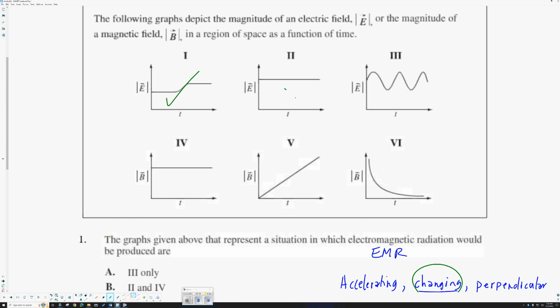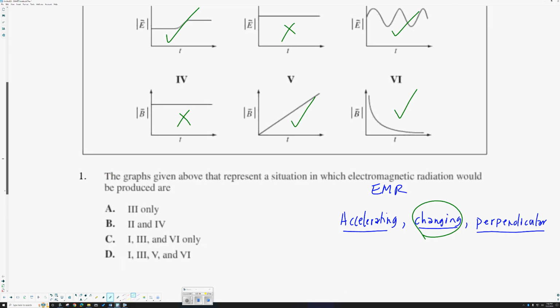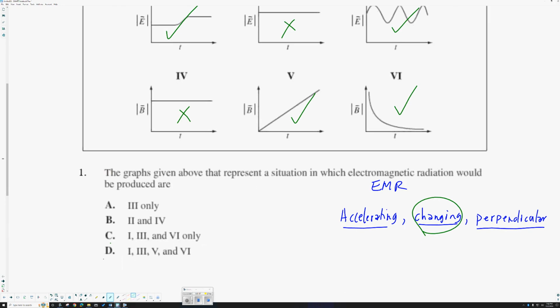This one, too, does not. That's a constant electric field. This is a changing electric field. So that would generate EMR. Nope, constant magnetic field. Yes, changing magnetic field. And yes, changing magnetic field. So we're looking for 1, 3, 5, and 6. The answer would be D for this one. Any electric or magnetic field that is changing generates electromagnetic radiation.